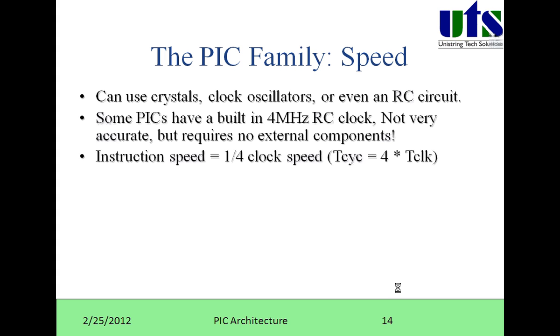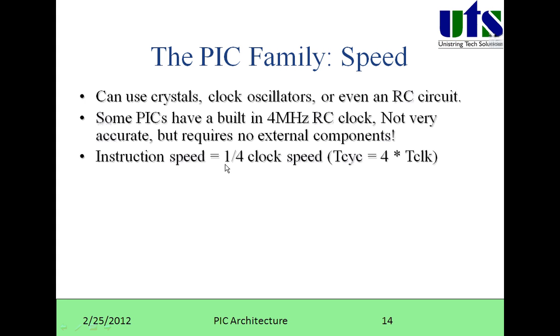So what is the speed? I told you, it takes the clock oscillator externally and multiplies it by 4 times, that is 40 megahertz. It will give 10 megahertz as the input. If you don't use any external clock, simple PICs have an inbuilt 4 megahertz RC clock, not very accurate, but it requires no external components. For external clocks you can use crystals, clock oscillators, or even an RC circuit to generate a clock, and you can use it externally.